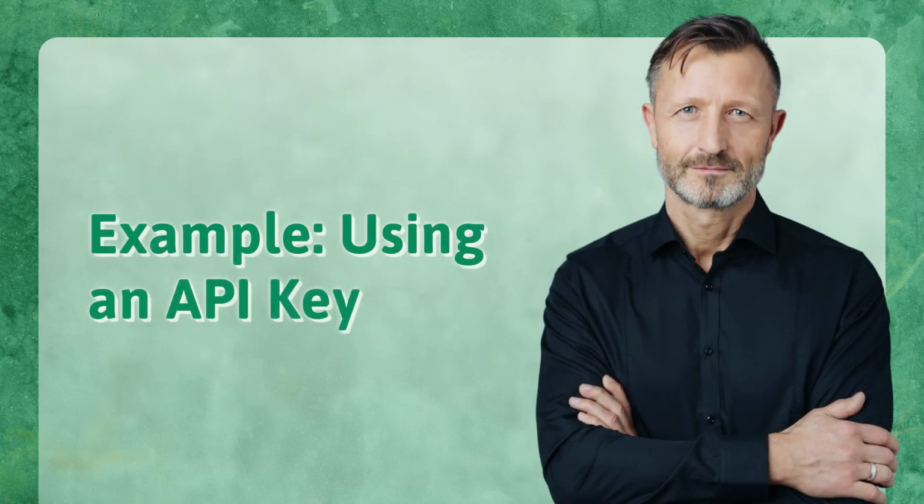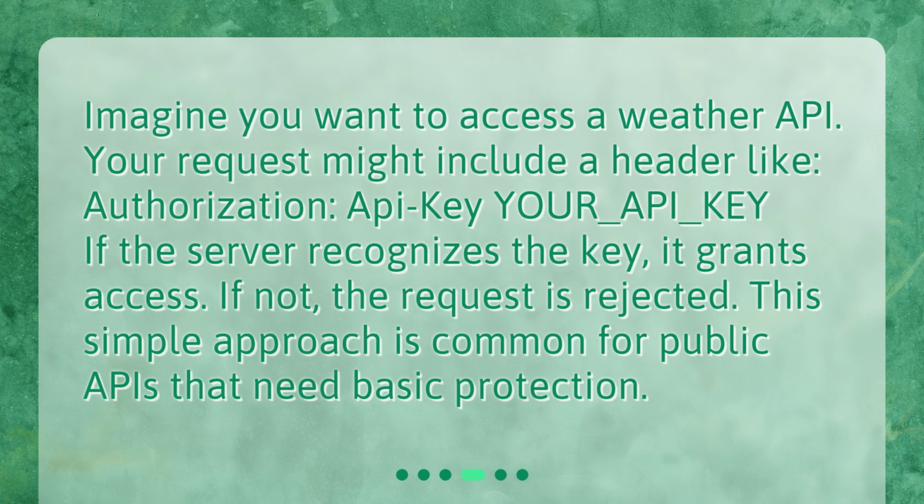Example: using an API key. Imagine you want to access a weather API. Your request might include a header like Authorization: API key, your API key. If the server recognizes the key, it grants access. If not, the request is rejected. This simple approach is common for public APIs that need basic protection.